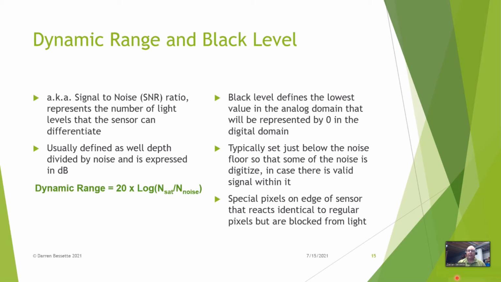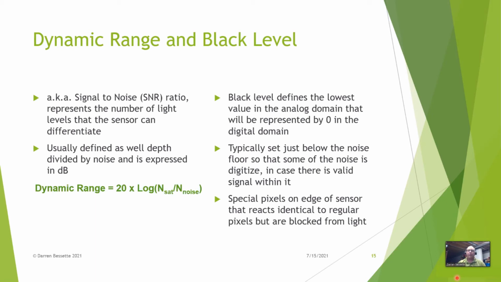The other thing that's talked about a lot is the black level. So the black level defines essentially what's the lowest possible signal that represents 0 before I start seeing signals increasing from there. And the way that is determined is that there's actually black pixels, so pixels that are not allowed to see light, and that sets the baseline. So it reacts the same way as all the other pixels do, except they don't get exposed to light.